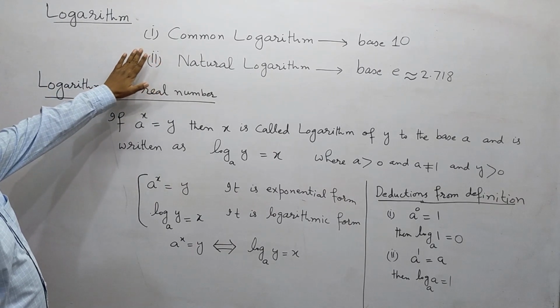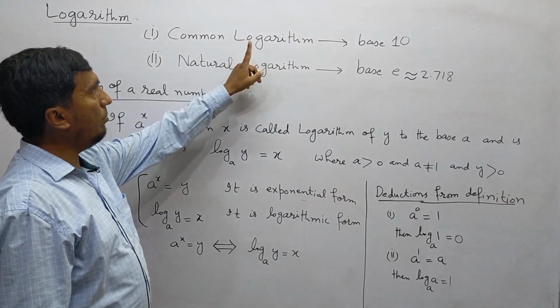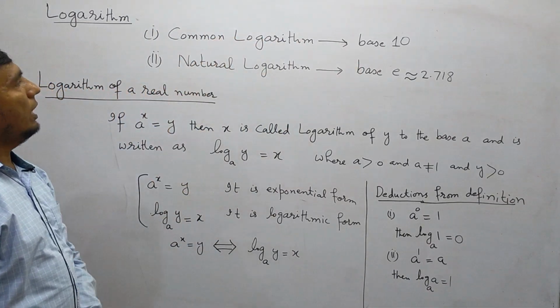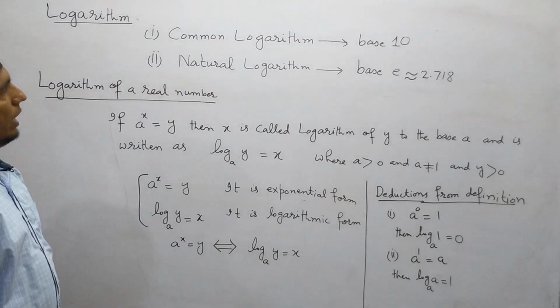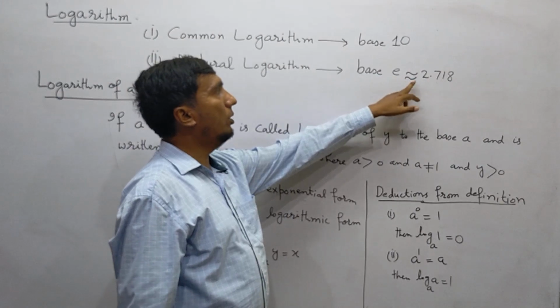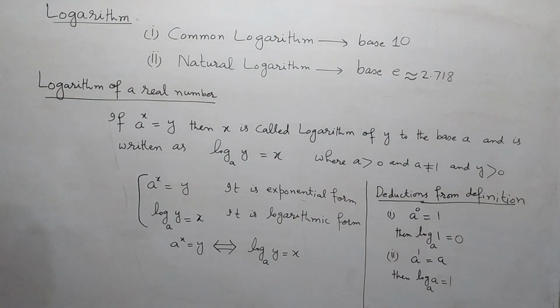Logarithms are actually of two types. Common logarithm: such type of logarithm which has base 10 is called common logarithm, and natural logarithm: such type of logarithm which has base e, which is approximately equal to 2.718. How can we define logarithm of any real number?